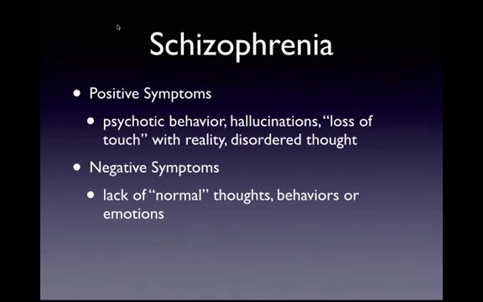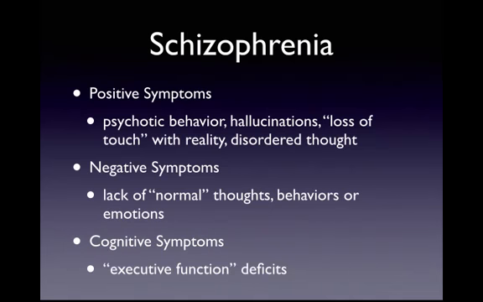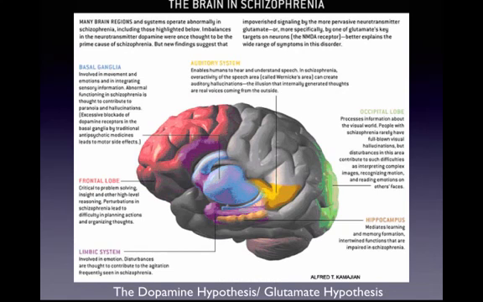So the last category of symptoms is called cognitive symptoms, and those include problems with the executive functions. So focused attention, working memory, the concept of time, the ability of the person to plan and organize thoughts and behavior. Those are all dysfunctional. And this is very disabling because it affects that person's ability to function on a daily basis.